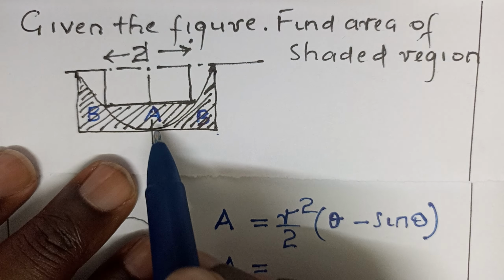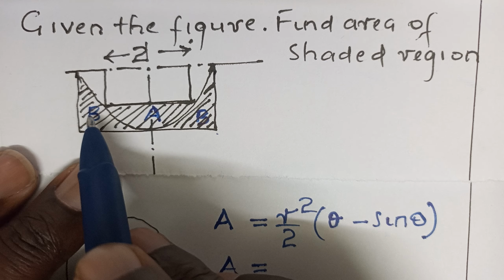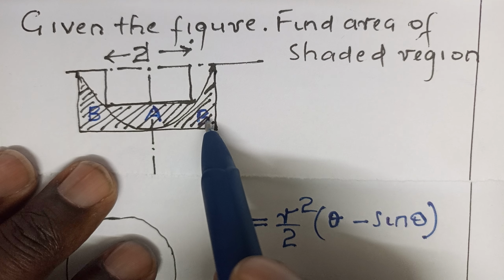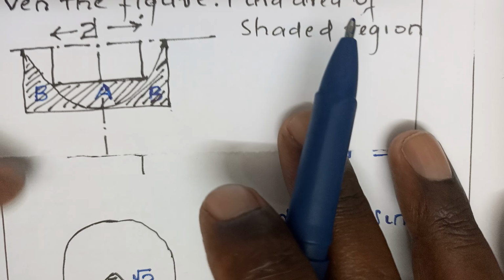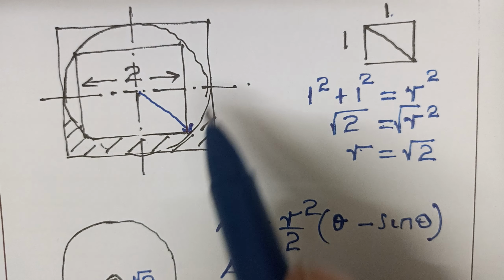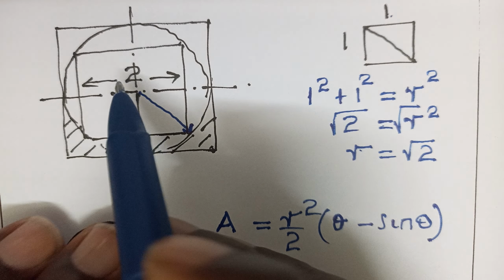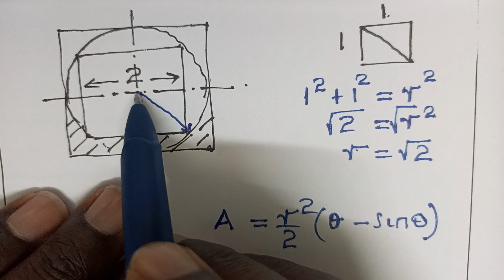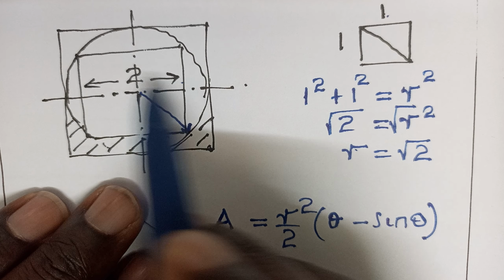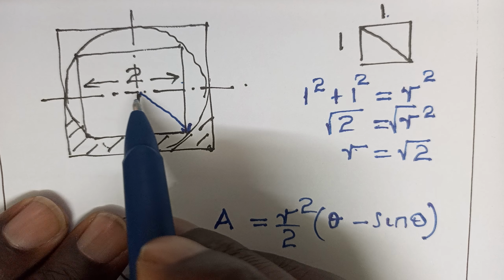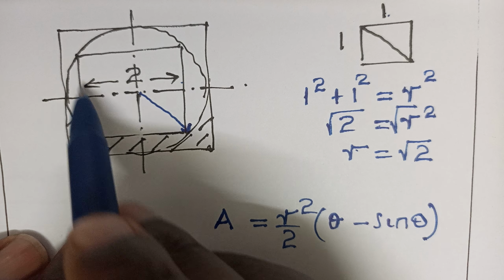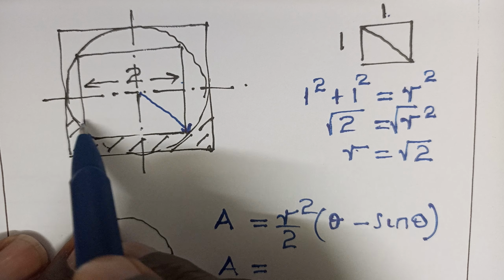I've divided the area into two. We have A and we have B. This is also B. And so guys, we start to do the question. The first thing I have done is that, because we are given the length of the inner square or the inner rectangle, I have completed this diagram.